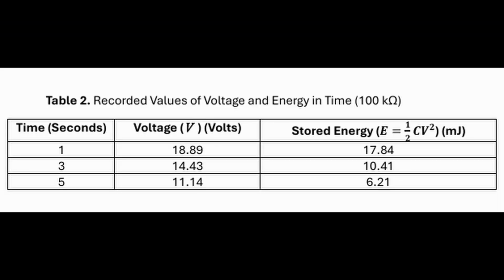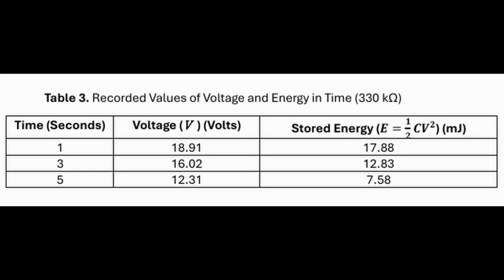For the 100 kilo ohm resistor, the capacitor discharged rapidly, losing significant energy in a short time, which is a result of low resistance. And the results of 330 kilo ohm showed us the intermediate resistance slowed the discharge, allowing the capacitor to retain more energy at each time interval.